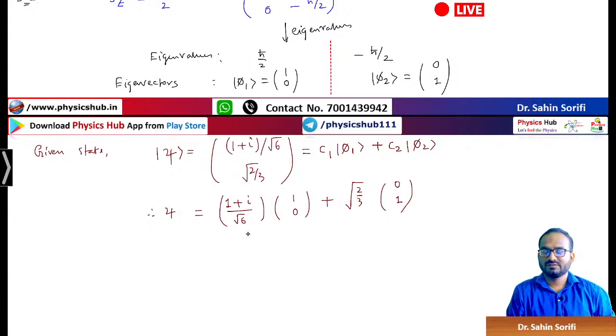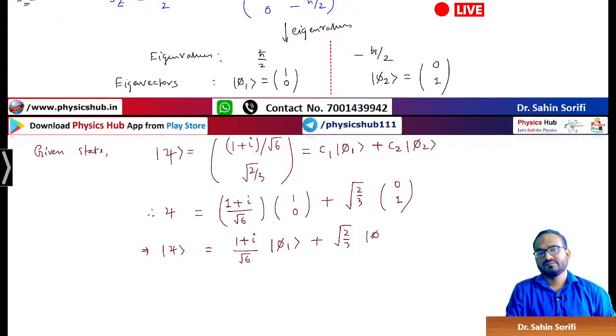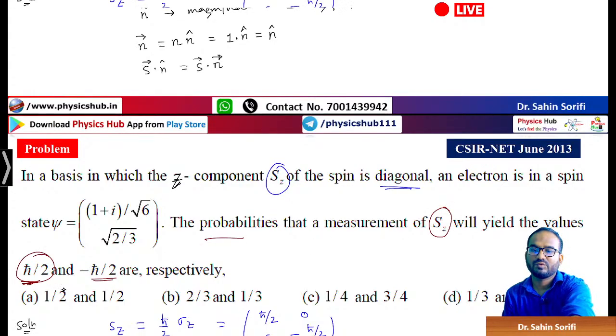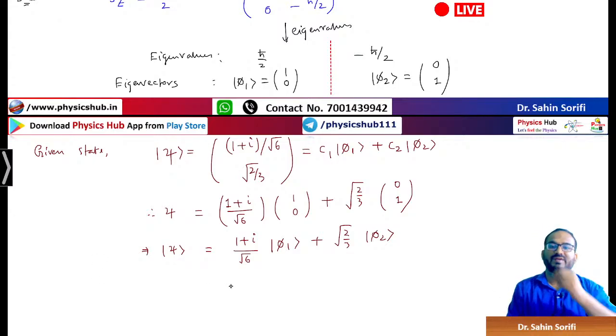So what is the necessity of writing it in this way? Because now we can write it in ket notation as 1 plus I by root 6 times phi 1 plus root 2 by 3 times phi 2. Now you know from the postulates the probability that the measurement of Sz will yield the value h cut by 2. What is the probability of measuring h cut by 2? It means the probability of being in the state phi 1, and you know the coefficient squared gives you the probability, right?